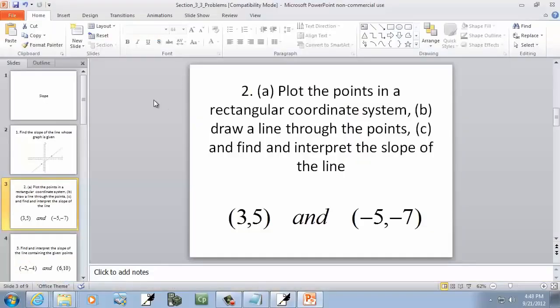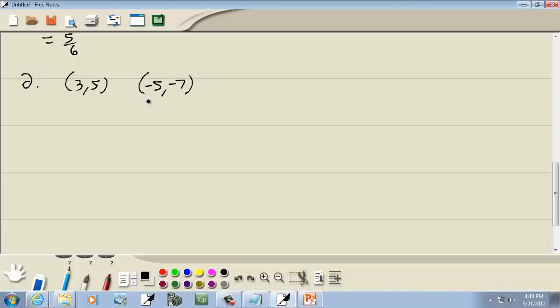Okay, this says plot points in a rectangular coordinate system. You can do that if you're not comfortable with plotting points. Draw a line through them, and it says find and interpret the slope of the line. We're just going to find it. Interpret it, if it's increasing, decreasing, positive, negative, and so forth.